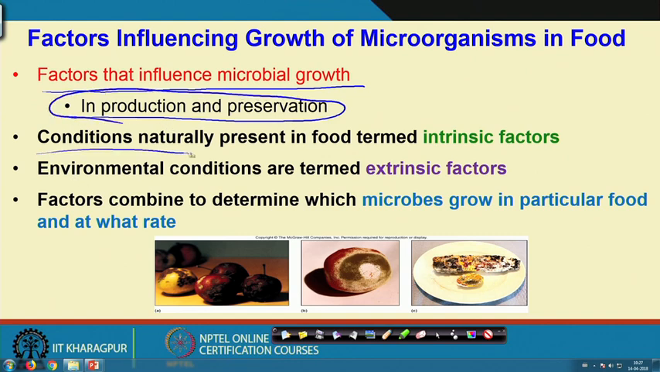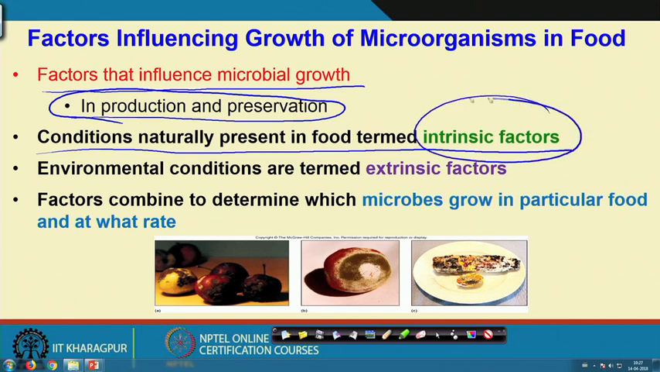and the conditions naturally present in food are termed intrinsic factors. So, those conditions which are in the food itself are called intrinsic factors, and environmental conditions are termed extrinsic factors, right. Those conditions already prevailing in the food material are intrinsic factors, and those outside the food material are extrinsic factors. So, these two factors, intrinsic and extrinsic, govern the growth of microorganisms, right.